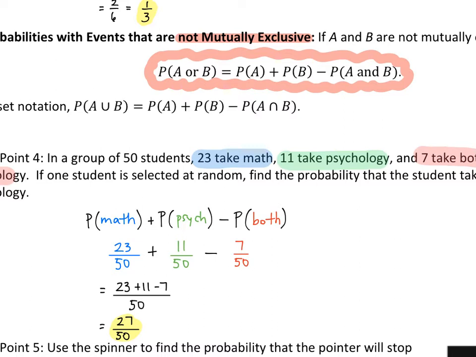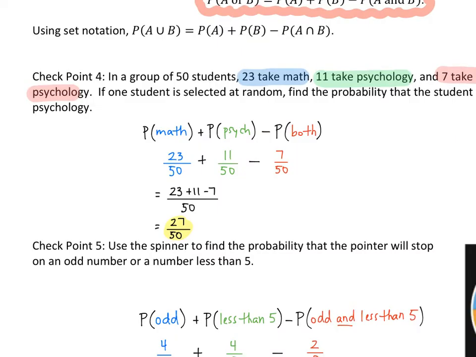I want you to try checkpoint number 5 on your own. Take a look at the spinner, figure out what you need to do, set it up, and attempt it, and then check back. So we want to know, using the spinner, the probability that the pointer will stop on an odd number or a number less than 5. So I want the probability of odd or less than 5. Because these are not mutually exclusive, they can happen at the same time, I need to find the probability of being an odd number, the probability of being less than 5, and then the probability of being odd and less than 5.